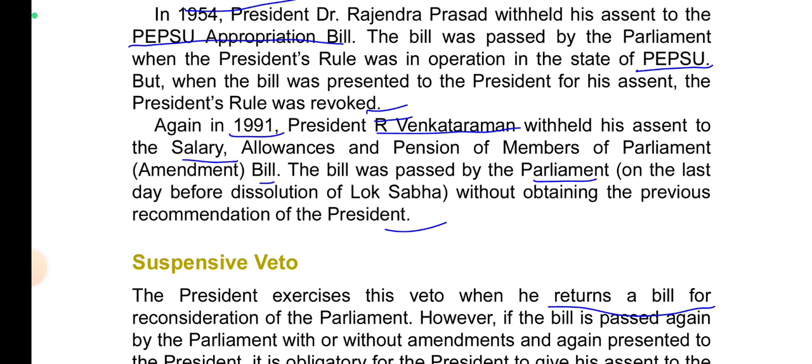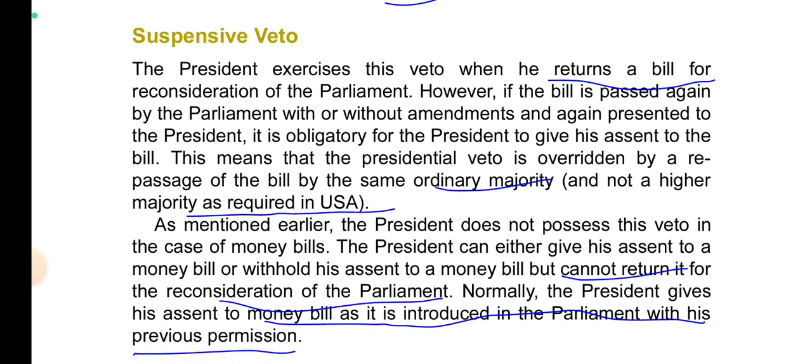In 1954, President Dr. Rajendra Prasad withheld his assent to the PEPSU Appropriation Bill. The bill was passed by the Parliament when the President's rule was in operation in the state of PEPSU, but when the bill was presented to the President for his assent, the President's rule was revoked. Again in 1991, President R. Venkataraman withheld his assent to the Salary, Allowances and Pension of Members of Parliament (Amendment) Bill. The bill was passed by the Parliament on the last day before dissolution of the Lok Sabha without obtaining the previous recommendation of the President.